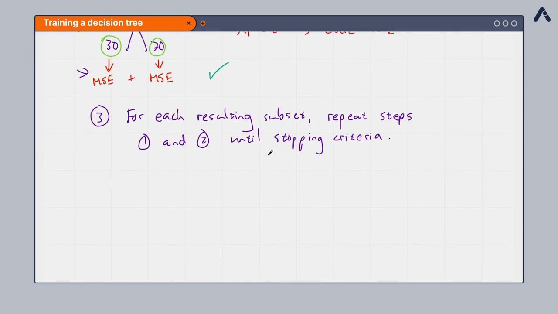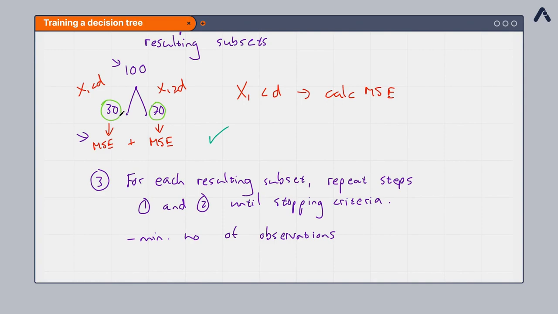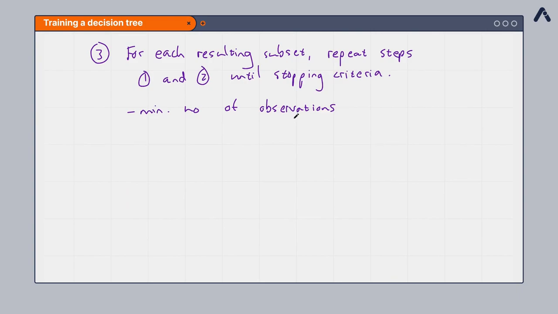A couple of examples of stopping criteria might be that we have a minimum number of observations available to us. So what does that mean? Well, 100 got split into 30, and maybe 30 got split into 10 and 20, and that 10 got split into, say, 5 and 5, and that 5 got split into 2 and 3. At some stage, we are going to have too few observations to be able to make a meaningful split. So that is a stopping criteria of setting a minimum number of observations in each of the subsets. Another example of a stopping criteria might be the marginal improvement in the mean squared error of the last subset. So if we start getting improvements in the mean squared error in each subset that are so minuscule that it doesn't really make sense to continue training the model, then we would also stop it.